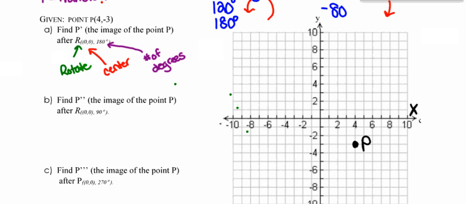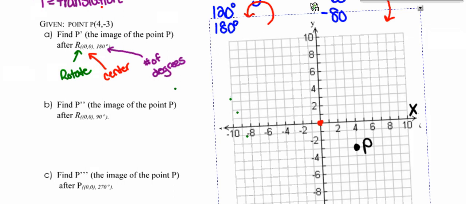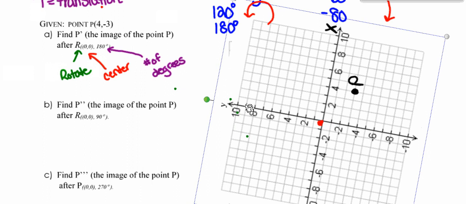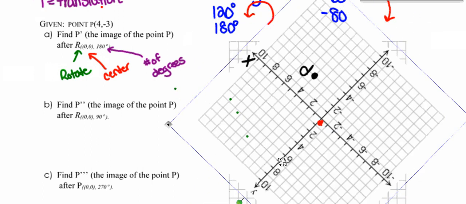So the center, (0, 0), is going to stay put, and everybody else is going to spin or turn around that center. In this case, I'm going to turn 180 degrees. So 180 degrees would be half of the way around the circle, or in other words, two turnings of 90 degrees each. So I'm going to take my point P and turn it 90. And again, I'm leaving that origin put. And then I'm going to turn it another 90.